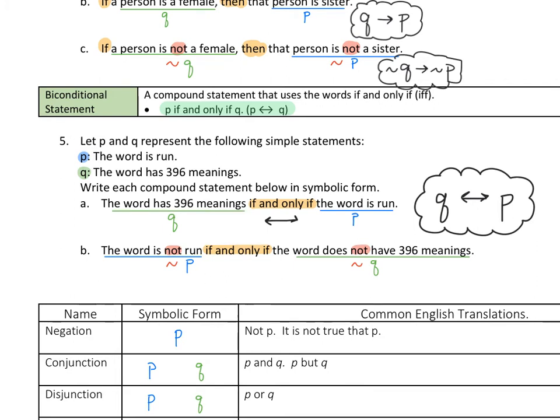For this next example, the word is not run, so that's our not P. I see if and only if, so again, I'm thinking of this double arrow. Then we see our next statement, the word does not have 396 meanings. That is our not Q, the negation of Q. So our final answer: not P if and only if not Q.